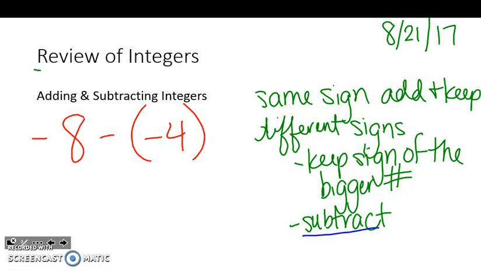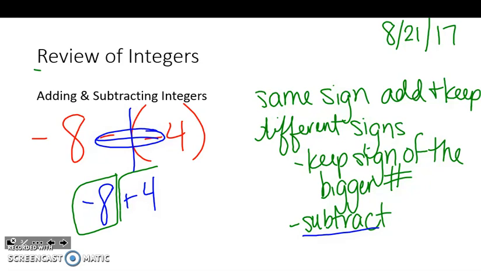All right, so I have -8 minus a -4. The first thing I notice is that there's 2 negatives right next to each other. So I'm going to turn that into a big plus sign. And I always rewrite my math problems so it's easier to see, so I can see what rules apply. So same signs, add and keep. Well, these don't have the same signs because I have a -8 and I have a +4. So I have different signs, so I'm going to keep the sign of the bigger number.